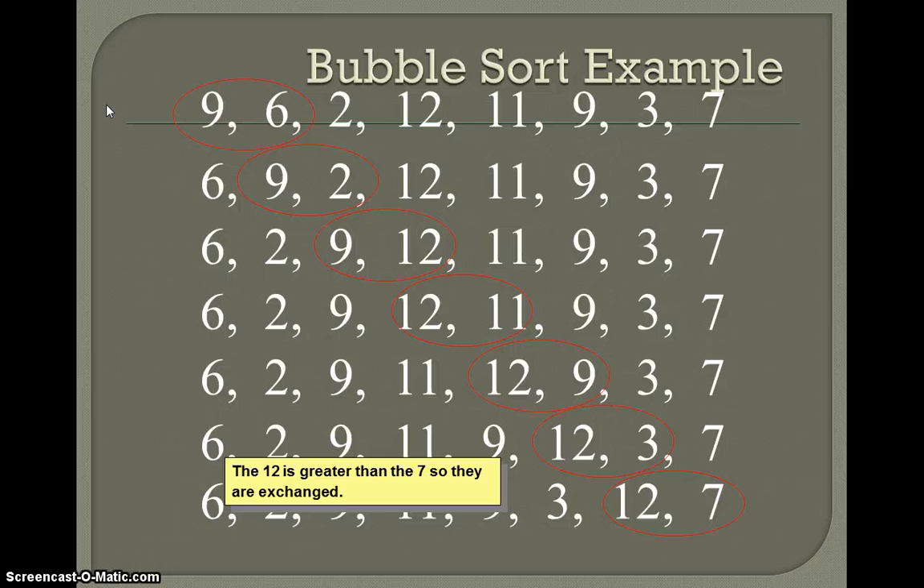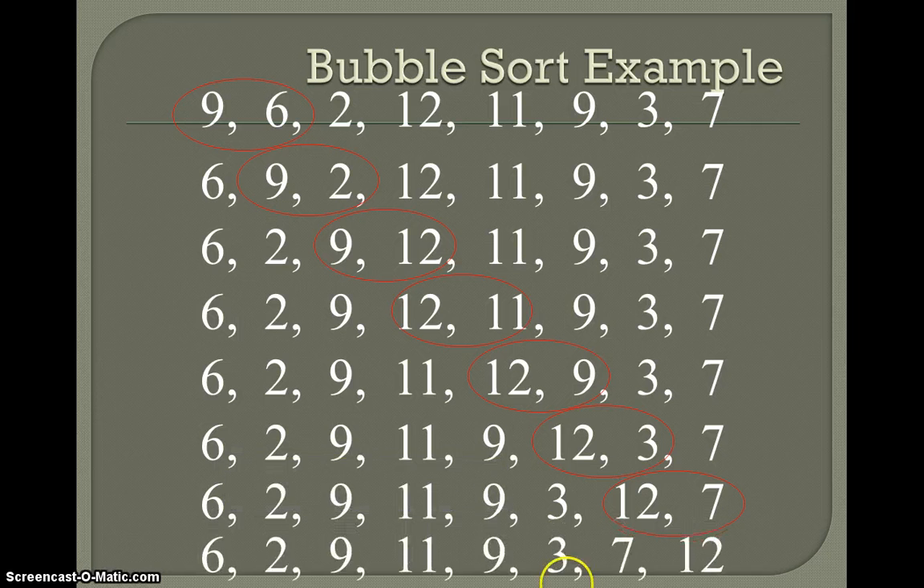We move on to compare the next pair without any change to the list. Then the 12 is larger than 11, so they are exchanged. The 12 is greater than the 9, so they are exchanged also. The 12 is greater than the 3, so they are exchanged. The 12 is greater than 7, so they are exchanged. The end of the list has been reached, so this is the end of the first pass. The 12 at the end of the list must be the largest number in the list, and so is now in the correct position. Now we start a new pass from left to right again.